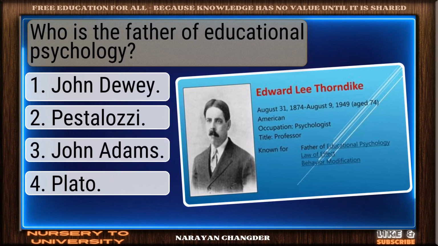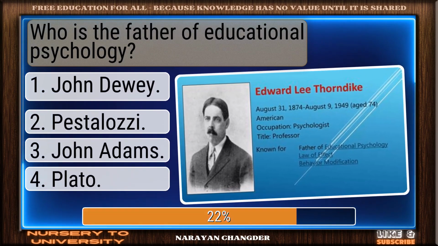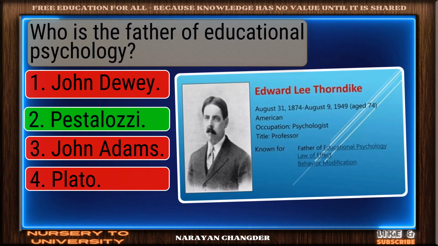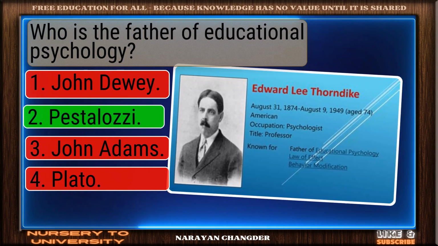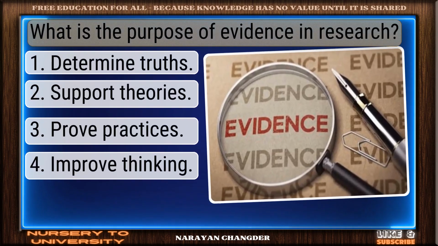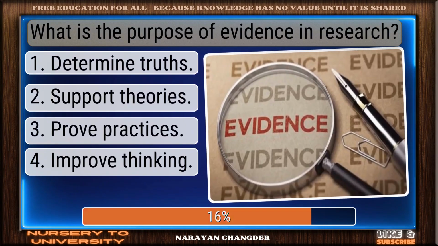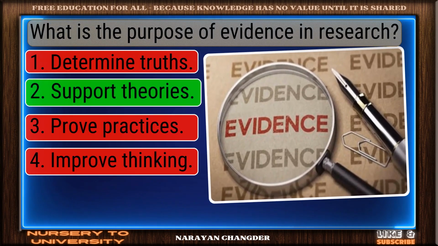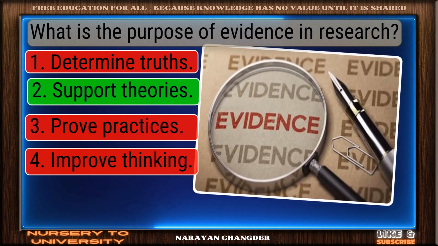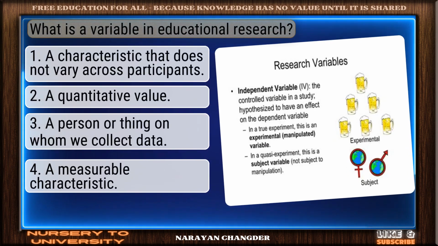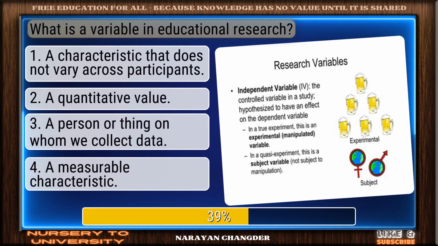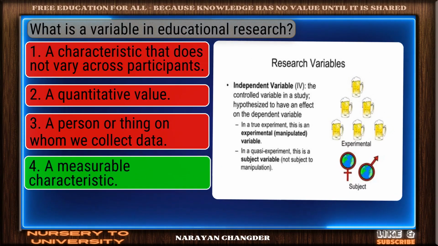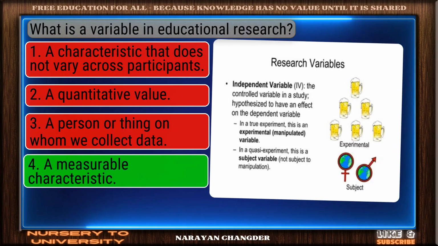Who is the father of educational psychology? Correct. Pestalozzi is the right answer. What is the purpose of evidence in research? You got it. Your choice support theories is right. What is a variable in educational research? Great thinking. A measurable characteristic is the right choice.